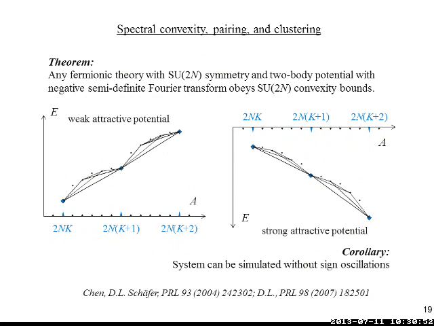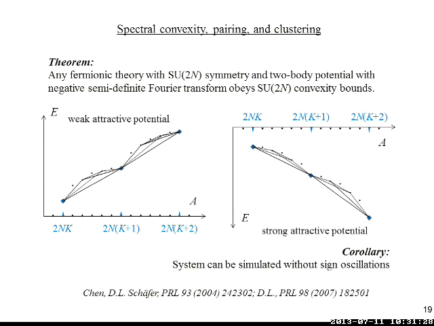Now, before I get there, I want to give you a sense of how this SU4 symmetry kicks in. Since a lot of you are Monte Carlo people, I think this is kind of cool. So I'll talk to you a little bit about spectral convexity. You can prove rigorously, and this argument is in a PRL from 2007, that if you have any fermionic theory with an SU(2N) symmetry, and you only have two-body interactions, and the two-body potential is negative semi-definite in its Fourier transform, then you have these convexity bounds for the spectrum of the system. So let me try to explain.